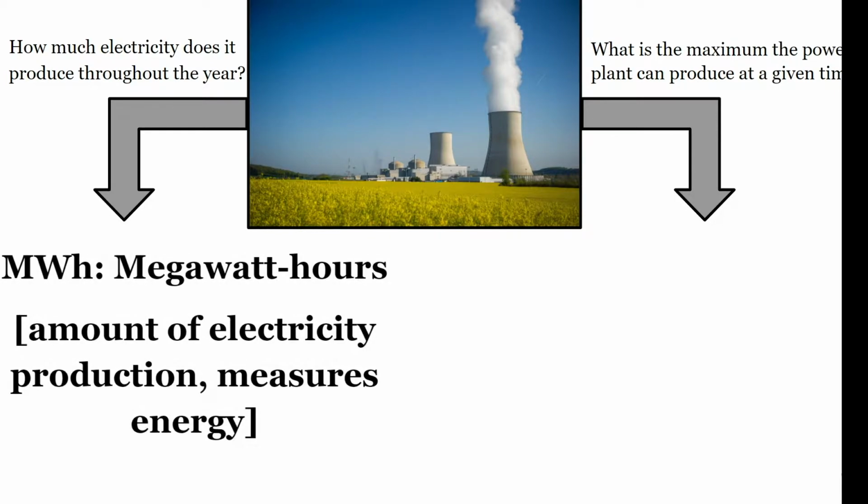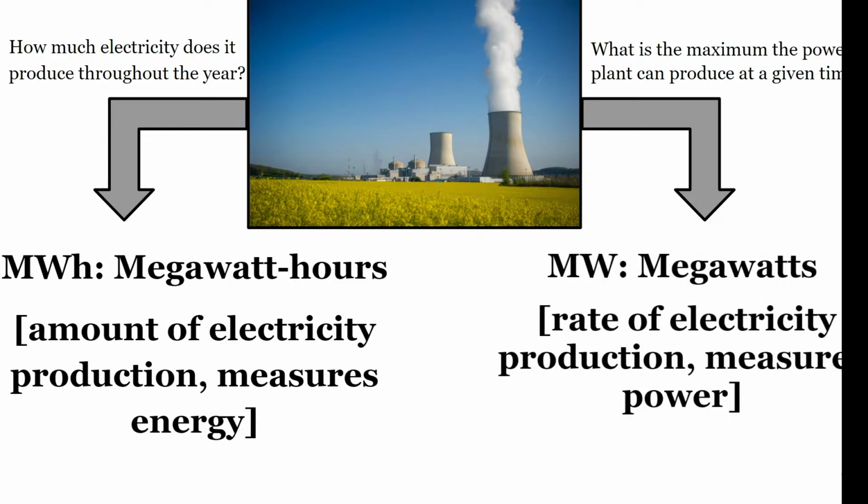For the first question, the unit used at the power plant level is megawatt hours, and that's the unit we'll be consistently using across this presentation. A megawatt hour quantifies the amount of electricity production, and it measures energy. The second unit is megawatts. You remove the hour from megawatt hours and you get megawatts, which gives you the rate of electricity production, and it measures power.